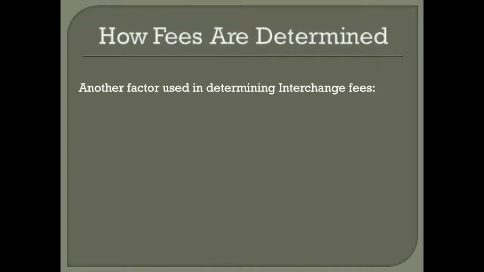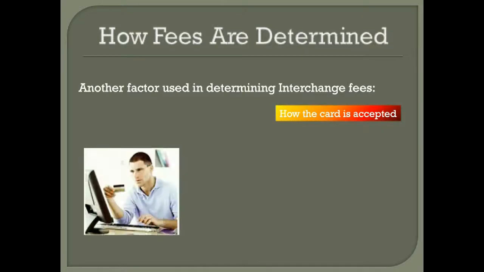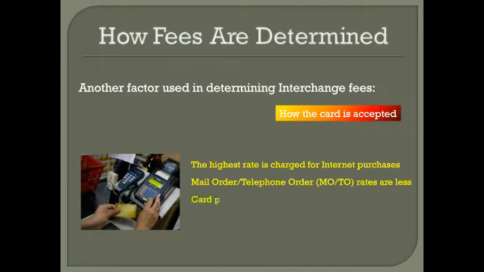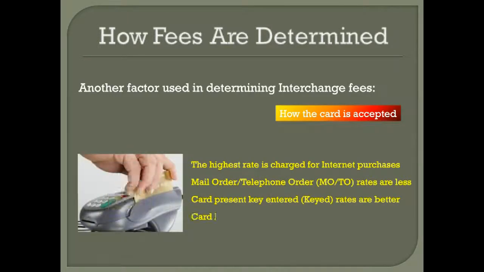Interchange fees are also determined by how the card is accepted. Internet purchases, because of fraud, generate the highest rate. Mail order rates may be less, but a better rate is achieved when risk is reduced, and that occurs when the cardholder is present, and the card is key entered or, for the best possible rate, swiped through the terminal.